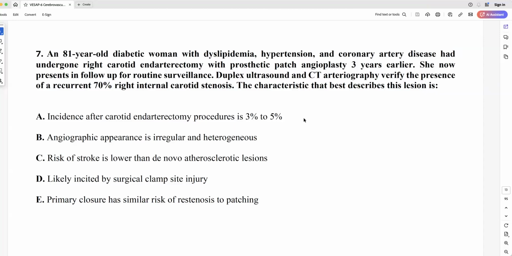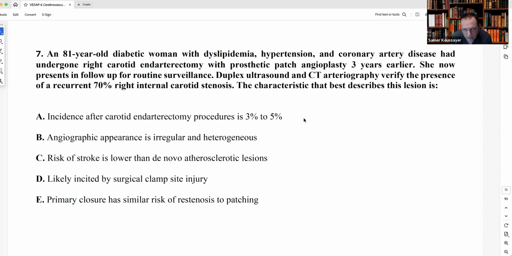So an 81-year-old diabetic woman with dyslipidemia, hypertension, and coronary artery disease had undergone right carotid endarterectomy with prosthetic patch angioplasty 3 years earlier. She now presents in follow-up for routine surveillance. Duplex ultrasound and CT angiography verified the presence of a recurrent 70% right internal carotid artery stenosis. The characteristic that best describes this lesion is.